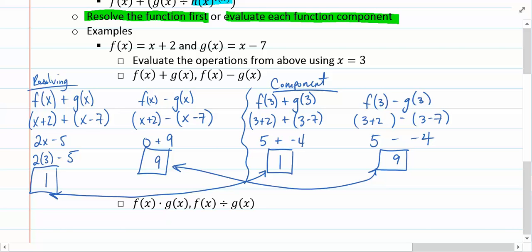So completing by component, we're completing by resolving the function together. The result will end up to be the same when we evaluate at a particular value. In this case, it was x equals 3.